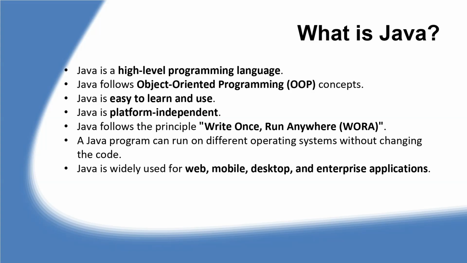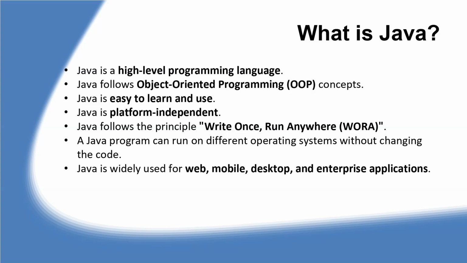This means that once a Java program is written and compiled, it can run on any system that has Java Virtual Machine, or we call it as JVM. Because of this platform independence, Java became one of the most widely used programming languages in the software industry.